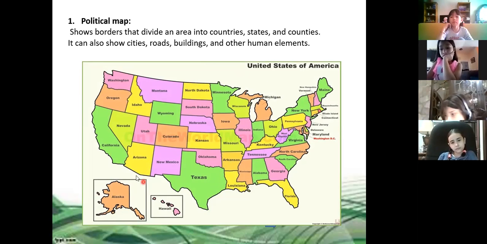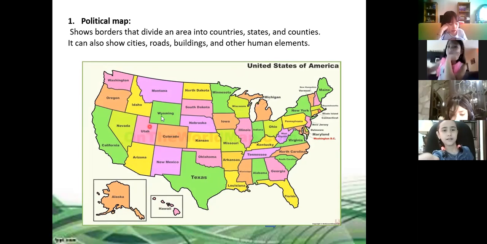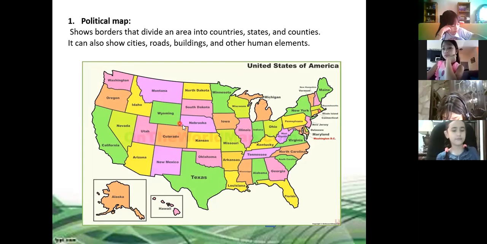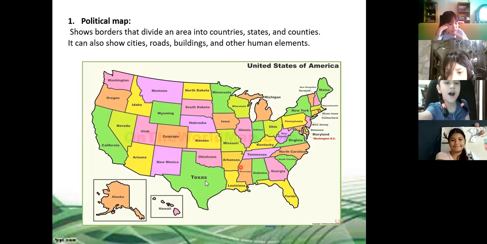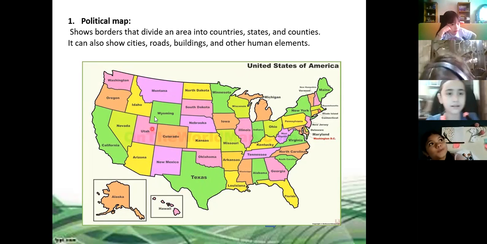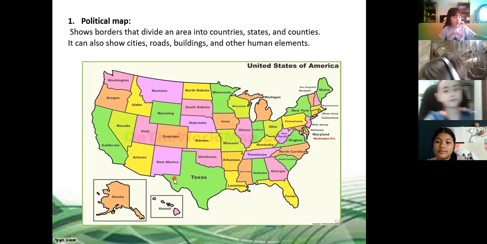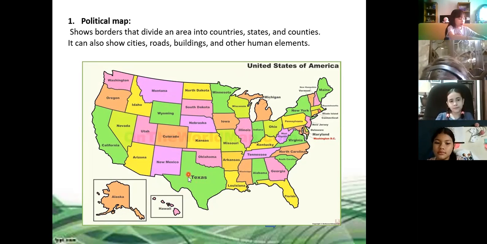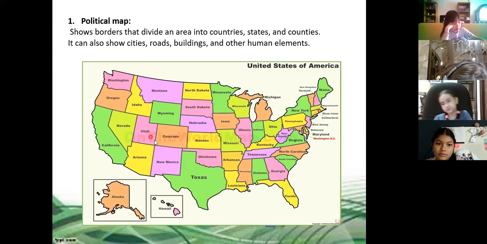This is a political map of the United States. Why? Because if you notice, this map is divided into states. We can see the 50 states of the United States represented in this map. So using this map, you can identify where Texas is located. Do you know where Texas is? Where is Minnesota? Where is Washington? Using this map with the political representation, we can identify where these states are located. This is a political map.